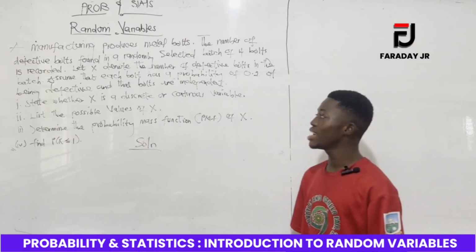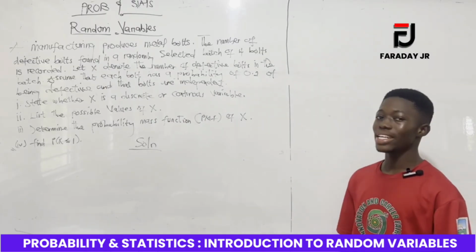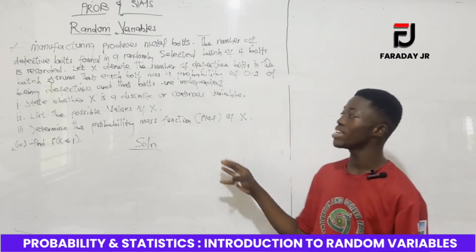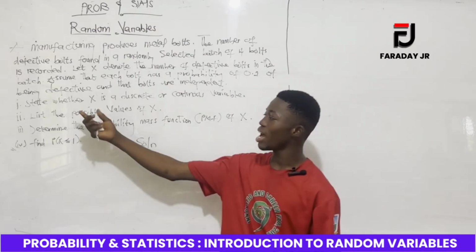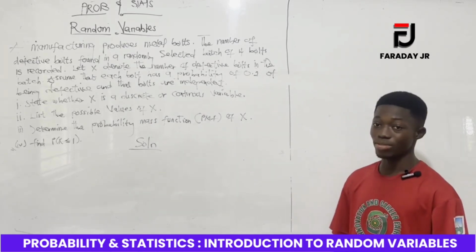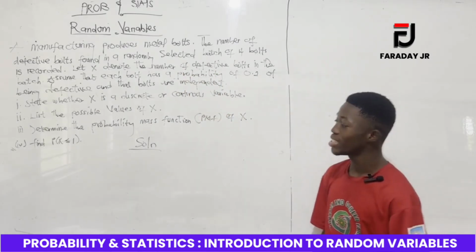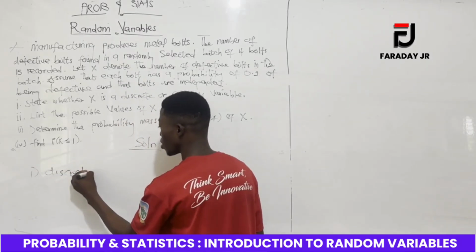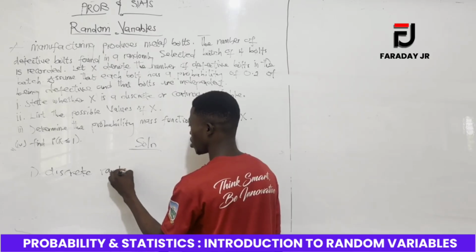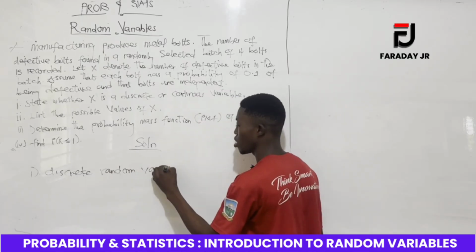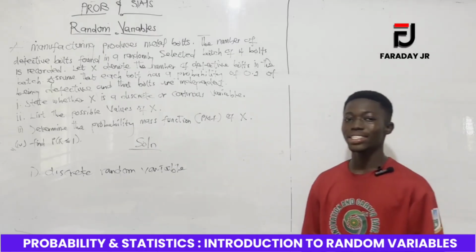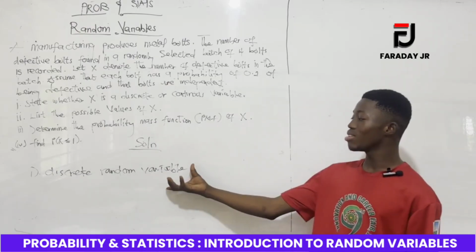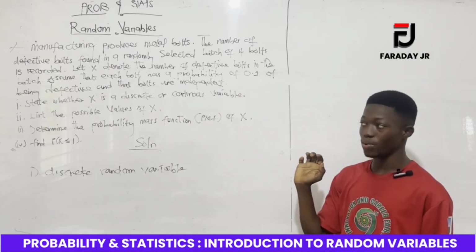You can see that here they are dealing with 4 bolts, so the count can be 1, 2, 3, or 4. So you see our events are finite. They are asking us to state whether X is a discrete or continuous variable. For I, our X is a discrete random variable. That means X cannot take any value at all. It has to take values within the range that has been given in the question.